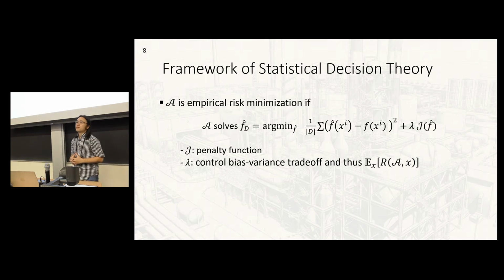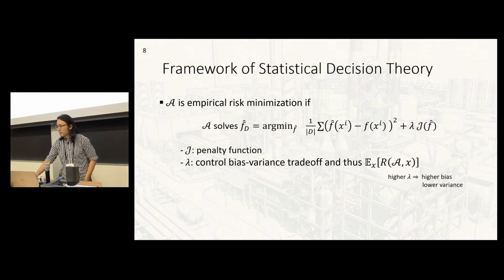In this framework, there is a rich class of algorithms, which we call empirical risk minimization. Specifically, it tries to solve for the optimal estimator that minimizes the empirical risk computed on the training data plus a regularization term. Here, J is some penalty function. For example, for ridge regression it will be the L2 norm, and for the lasso it will be the L1 norm. And lambda, as we discussed before, is a parameter controlled by the decision maker, which controls the bias-variance trade-off and, in the end, the expected risk. Usually the higher this lambda is, the higher the bias and the lower the variance, and vice versa.